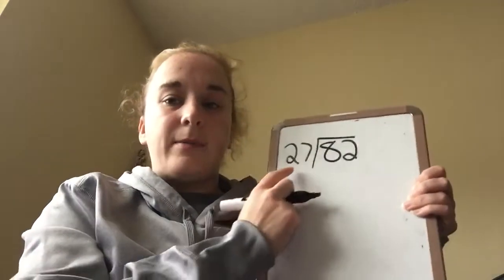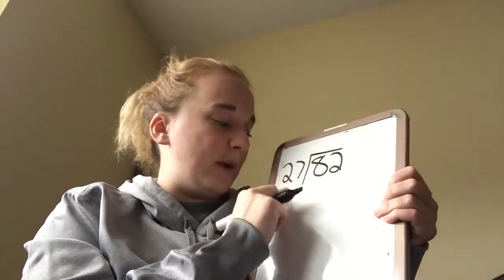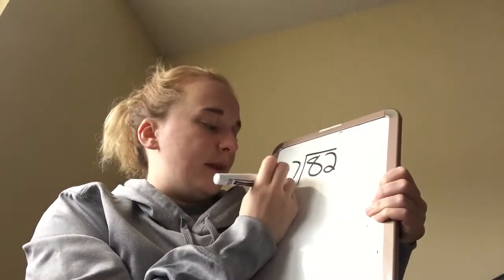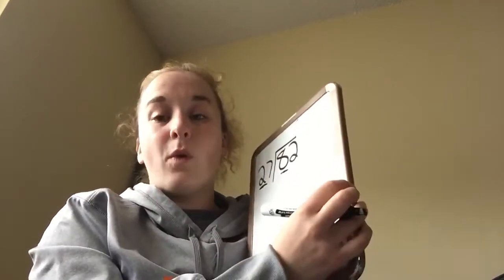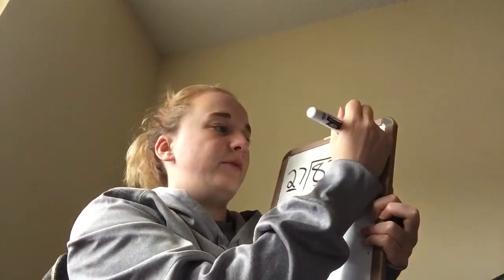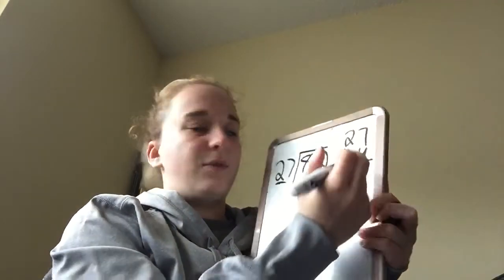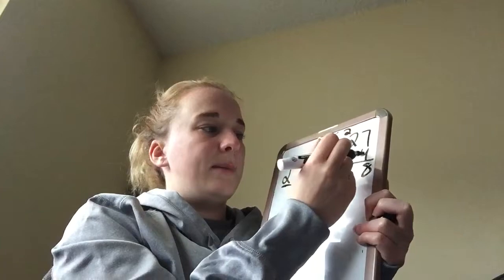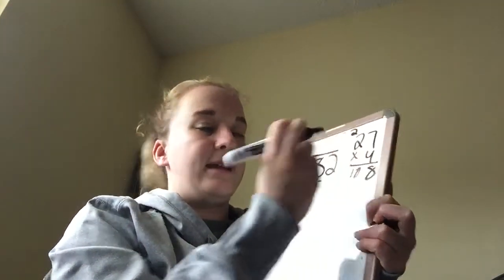So again, I'm going to do, can 27 go into 8? Nope. Can 27 go into 82? Yes. So I'm going to underline my 2. I'm going to say, can 2 go into 8? Yes. It can go in 4 times. So I'm going to multiply 27 times 4. So I have 7 times 4, which is 28. Bring down the 8, carry the 2. I'm going to do 4 times 2, which is 8, plus 2 is 10.